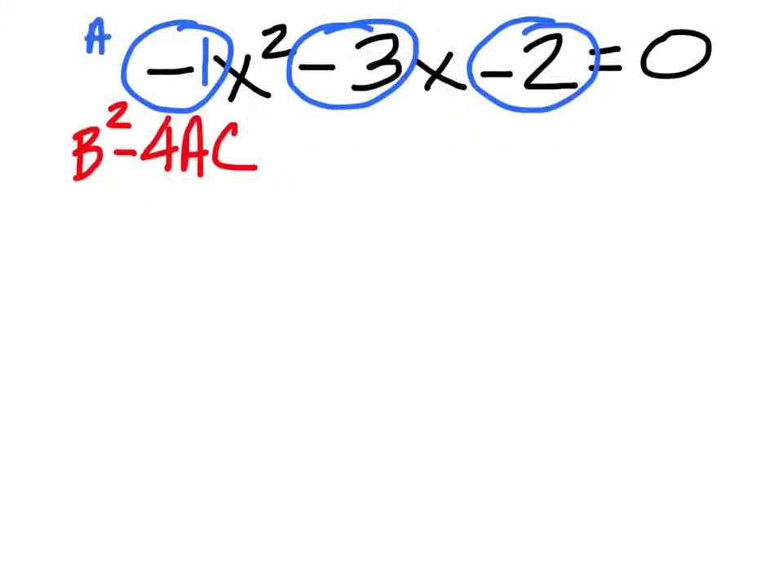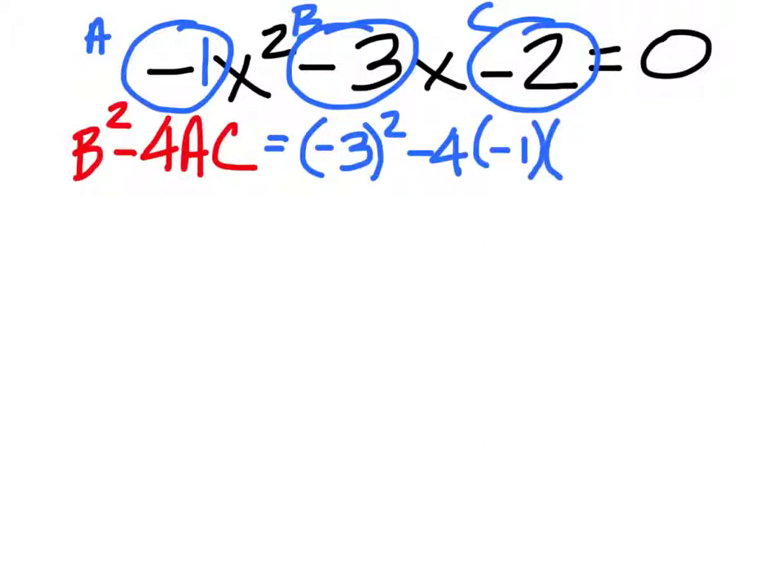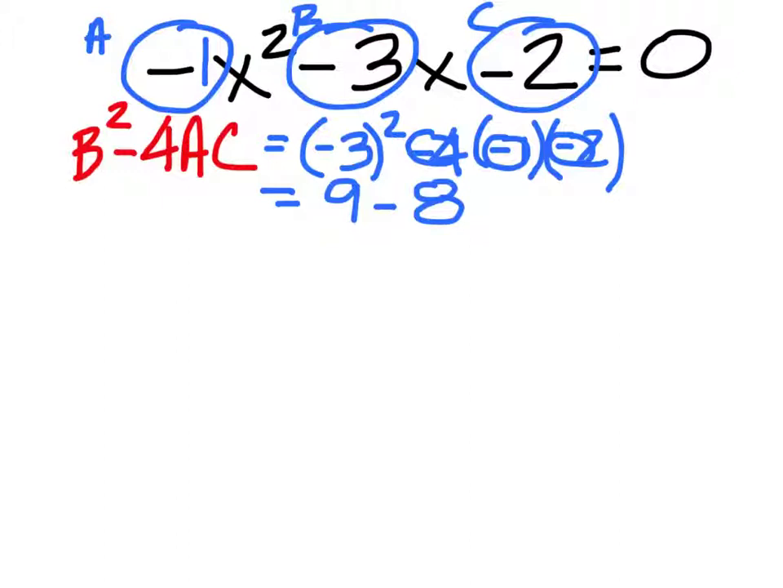So this is a, b, and c. Plug that into your discriminant. So that's the square of negative 3 minus 4 times a, which is negative 1, and times negative 2, which is the c. Simplify that, and you come up with 9. And you have 3 of these signs in here. That's an odd number, so that means it's going to be minus. 4 times 1 times 2 is 8. So you have a discriminant of 1.